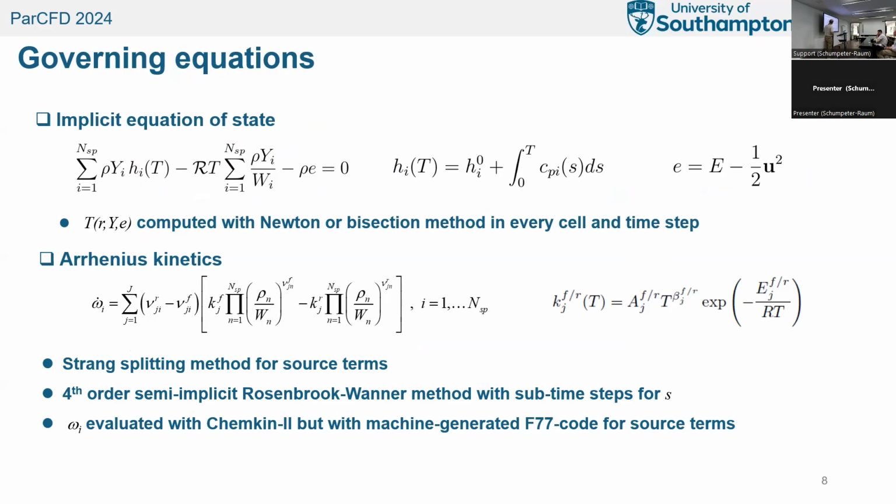Still, of course, in every finite volume cell we need the temperature, which is then evaluated from the state equation with a local implicit approach. And of course, we use source term splitting to integrate the chemistry.